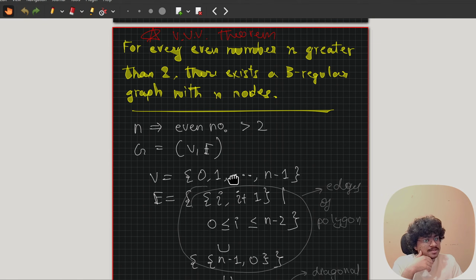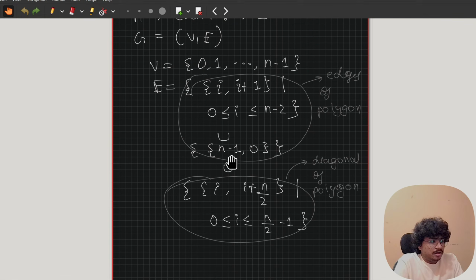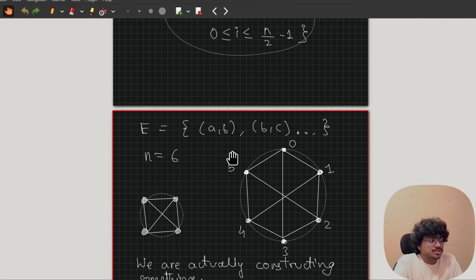Then this I have marked a very, very, very important theorem: for every even number n greater than 2, there exist three regular graphs with n nodes. I think, if I remember correctly, this was a geometrical proof, when I was studying types of proofs.